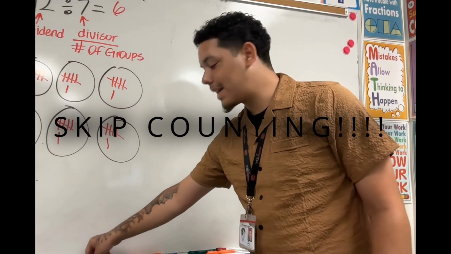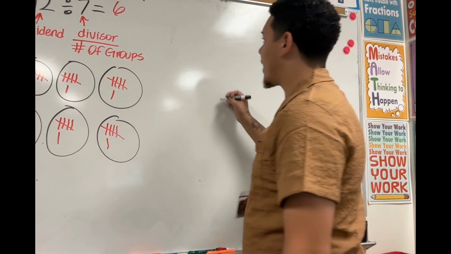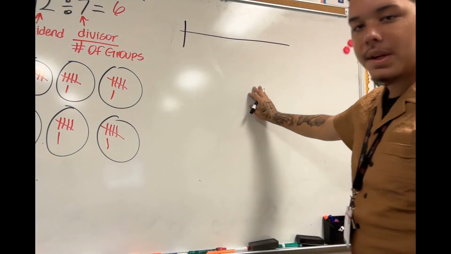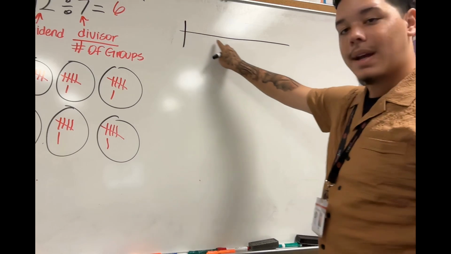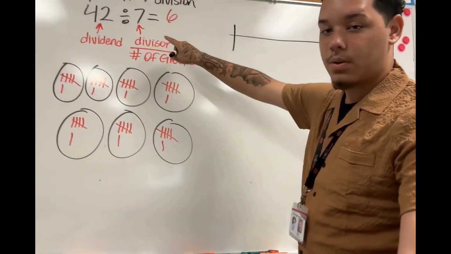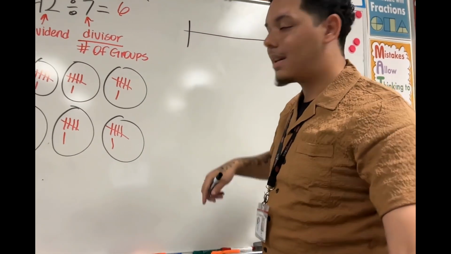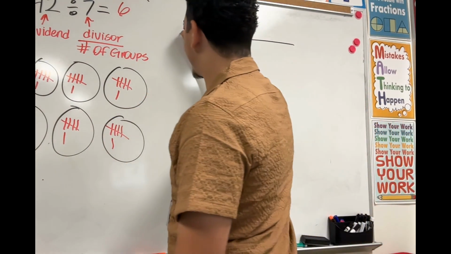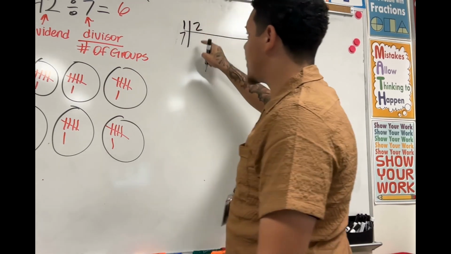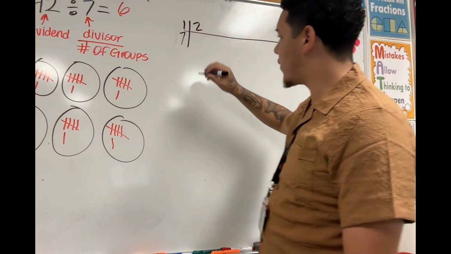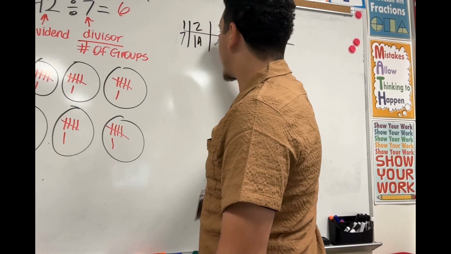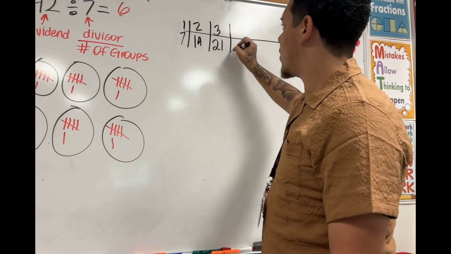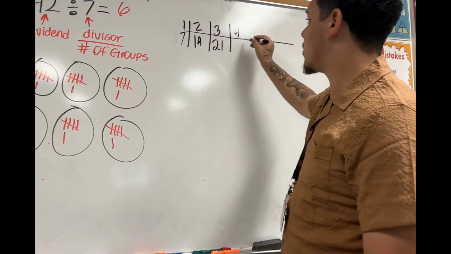The way that I like to do skip counting is by simply drawing a little table here, just like this. I'm going to skip count and write basically my multiplication facts for my divisor, which is 7. So I'm going to do 1. What's 1 times 7? 7. 2. What's 2 times 7? 14. 3. What's 3 times 7? 21. What's 4 times 7? 28.